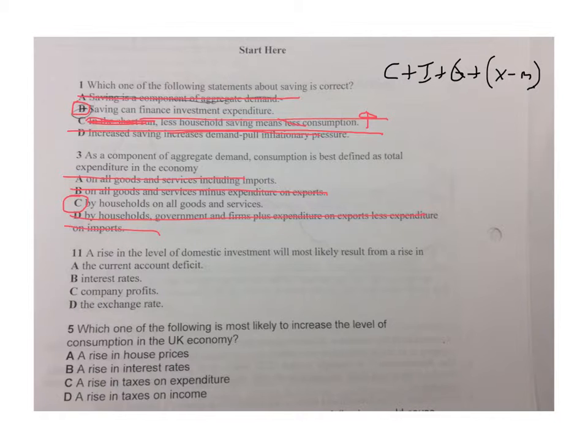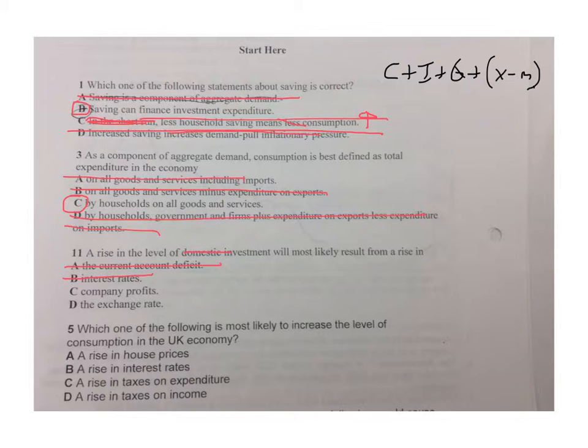Anyway, question number 11. What's going to cause a rise in domestic investment? Now, you don't really need the word domestic, you can cross that out. It's just saying a rise in investment. What's most likely to happen? Now, you don't know what a current account deficit is yet, so we'll cross that out. If there was a rise in interest rates, would firms invest as much? No, they'd actually invest less, so that one's out.